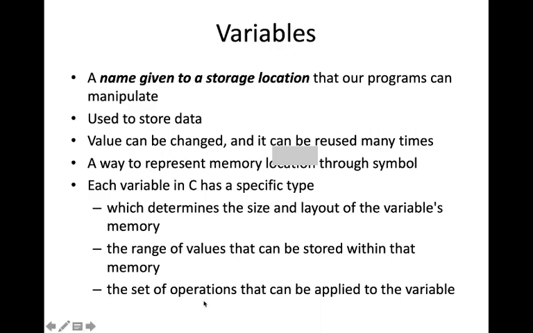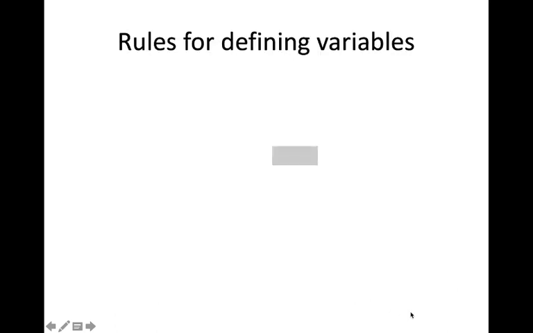It also specifies a set of operations that can be applied to the variable. For each variable we can have various types of operations. We may be able to add two variables. If it is integer, we can simply add two variables. If it is a floating point type, we can also add those two variables. So the type specifies a set of operations that can be applied to the variable.